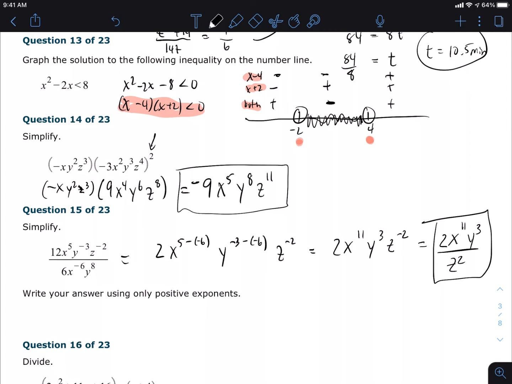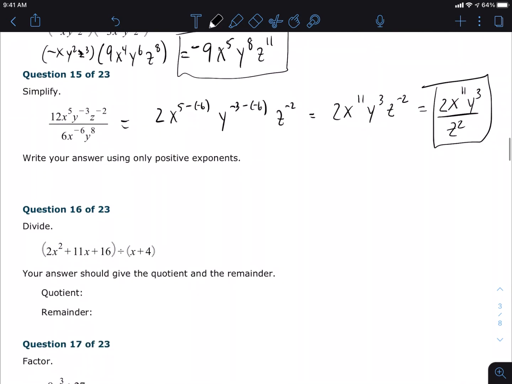These are just exponent rules that you should have seen in Alex so that you're well prepared. Hopefully this is helpful for you. Okay, do the next one.